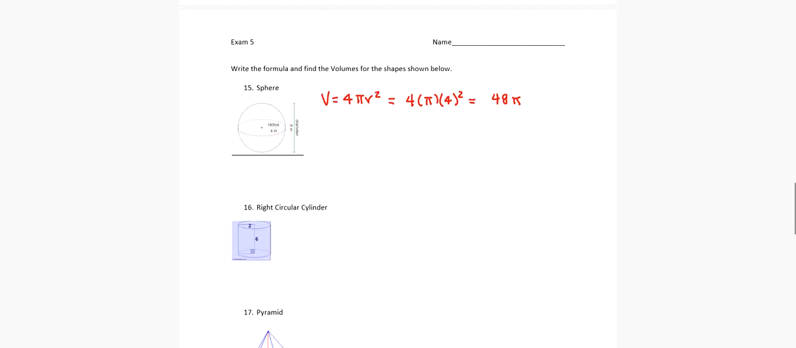Right circular cylinder. Our volume is the height of the cylinder times pi r squared. So 6 times pi times 2 squared equals 24 pi.